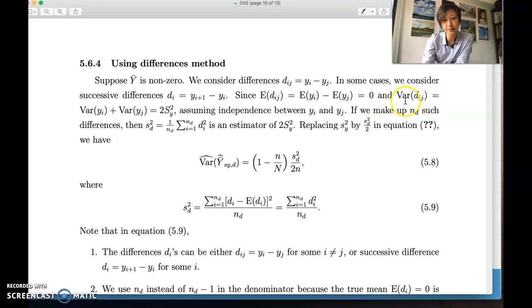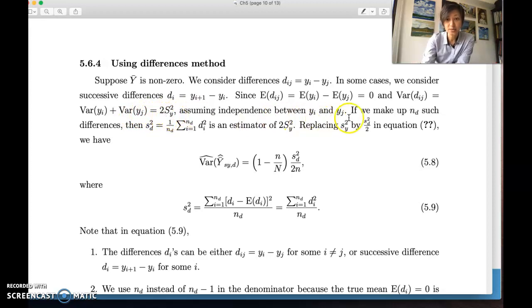And then we want to look at the variance of this di or dij. So look at the differences of two independent variables. The variance of the difference is indeed adding up the variance of yi plus the variance of yj. And we know that the variance of yi is no different from the variance of yj, because each of them illustrates the variance Sy square. So adding them up, if yi and yj are independent, then we have 2 Sy square.